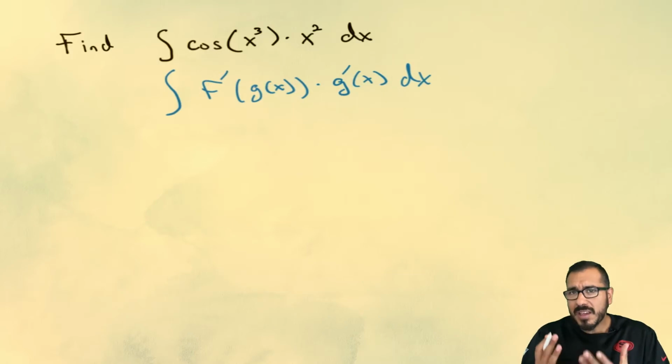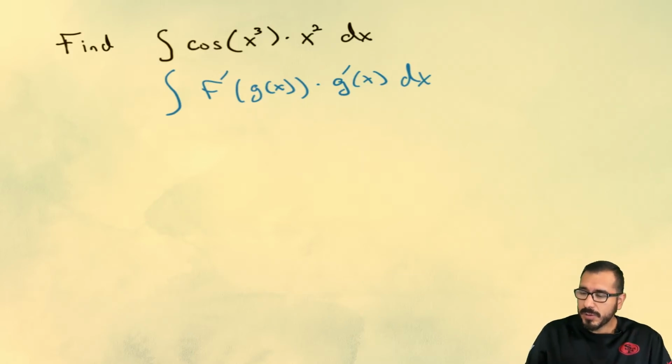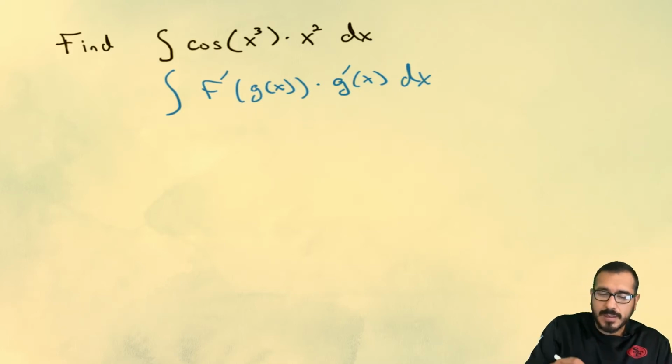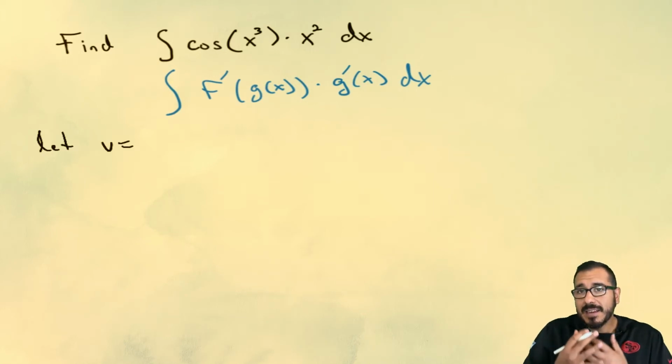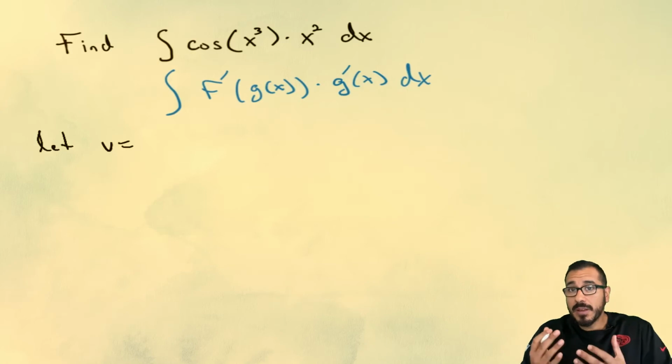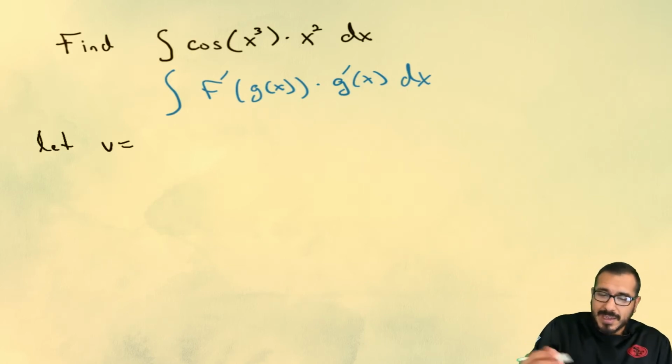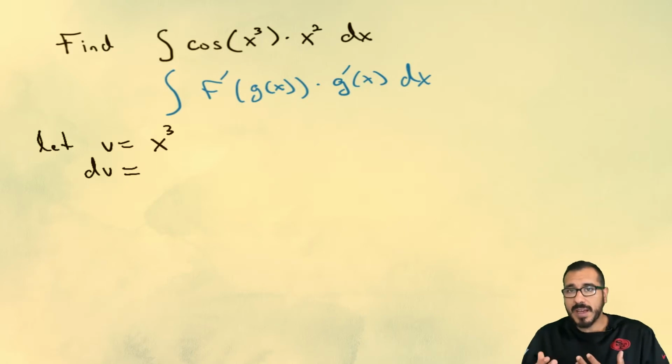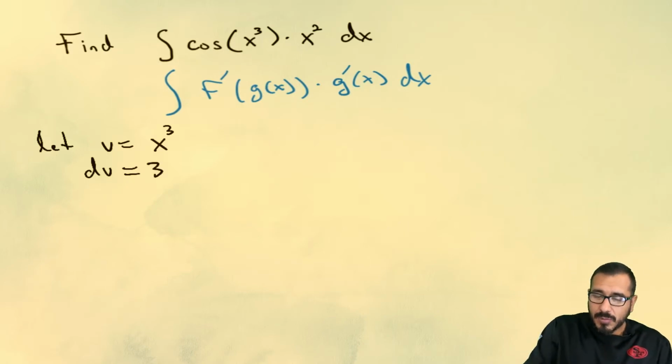So how do you actually use the U substitution method? Here we go. What we're going to do is let U equal, and this is the most important part, the inner function. Through practice, we have to get comfortable with this. So I'm going to say let U equal x cubed. And when I take the derivative of both sides, I get du equals 3x squared dx.